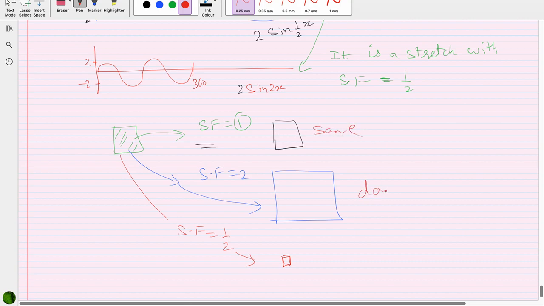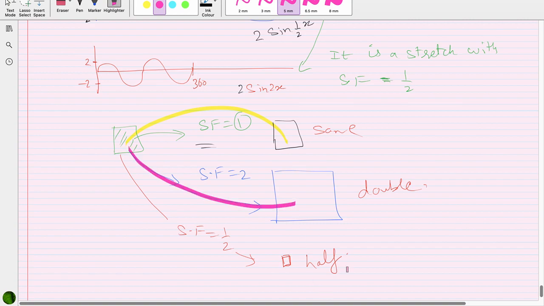Same, double, half. So I'm telling you that get an enlargement of scale factor 1, that means it is not enlarged. Then I'm telling you that get an enlargement of scale factor 2, that is enlarged by a factor of 2, it is doubled in size. And then I again tell you get an enlargement, I'm still saying enlargement of 1/2. So enlargement of 1/2 actually means half of it. You always explain the terms using some standards.